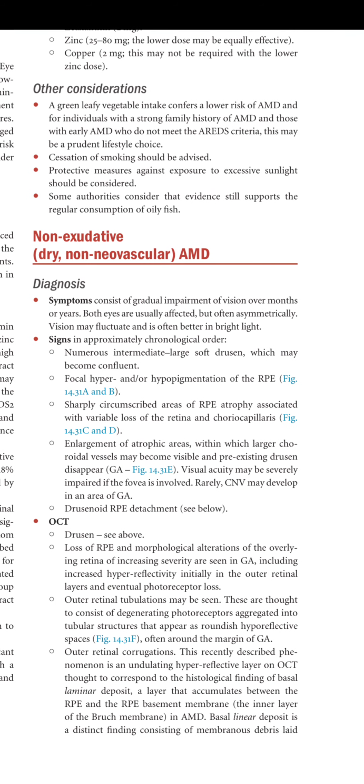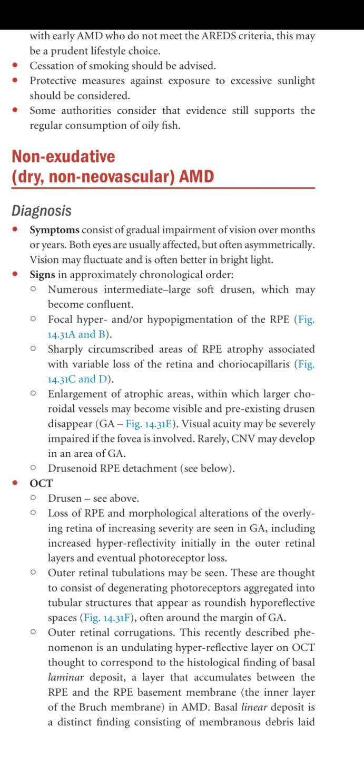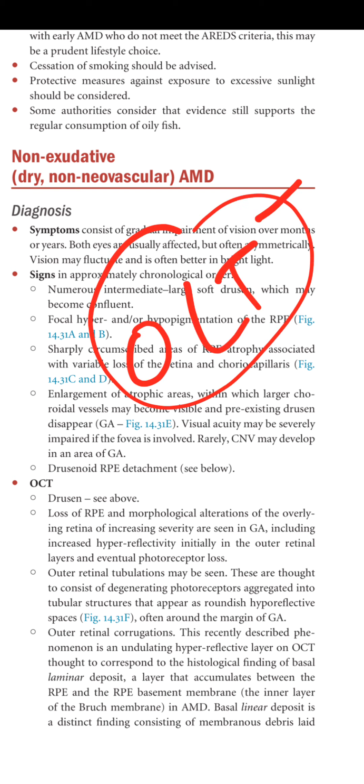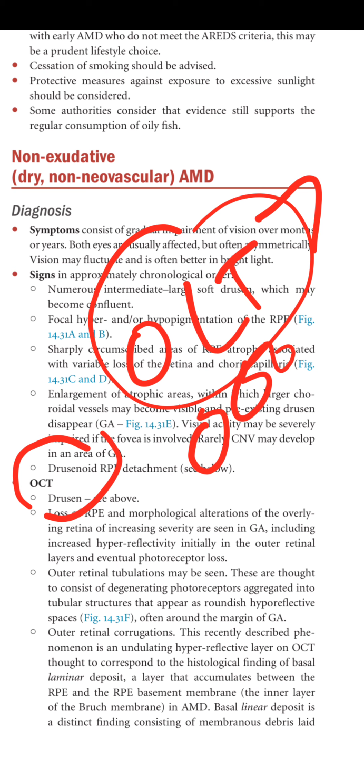OCT will show us the drusen. There can be loss of RPE and morphological alteration of the overlying retina of increasing severity seen in geographic atrophy, including increased hyperreflectivity initially in the outer retinal layers and eventual photoreceptor loss. So on OCT one can see drusen, which are basically irregular nodules beneath the RPE. There can be RPE loss and changes in the overlying retina, which include hyperreflectivity in the outer retinal layers and photoreceptor loss.